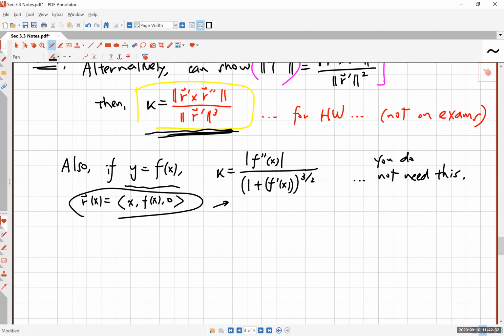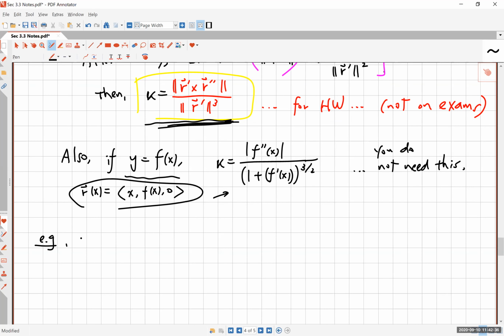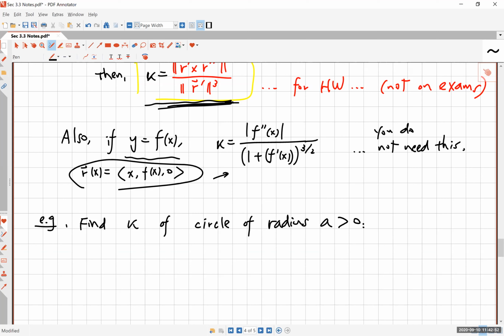All right, let's do an example, and we will find out the curvature of something quite familiar. All right, find the curvature of the circle of radius 1 is kind of boring. Let's say radius a, okay, where a is some constant. Okay, so this is a circle of radius a.